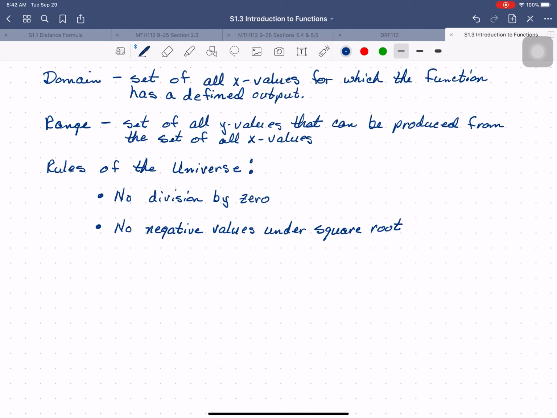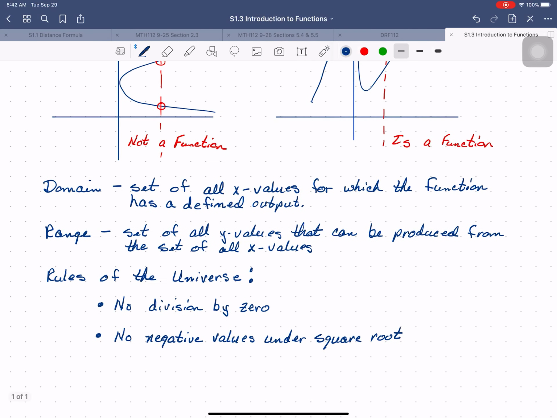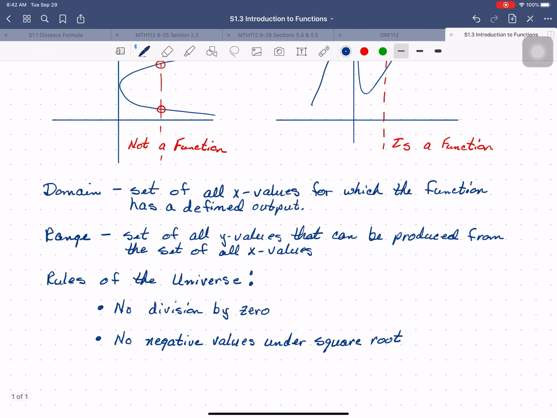So there's a couple of questions in the homework that ask you to find the domain. And actually what they're asking you to do is find the values that have to be excluded from the domain. And keep in mind these two rules as you're doing that. What you need to do is just look for the rule that the relation or the function might violate, and then find the x values that would cause it to violate that rule.